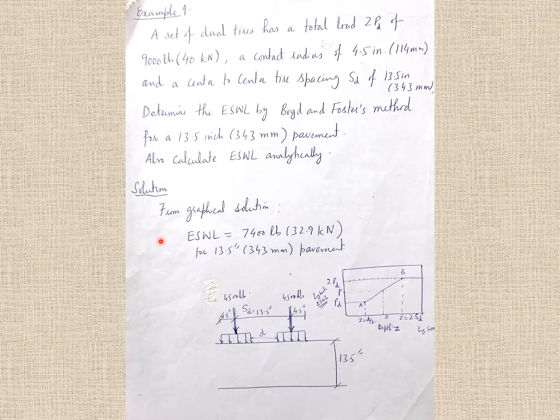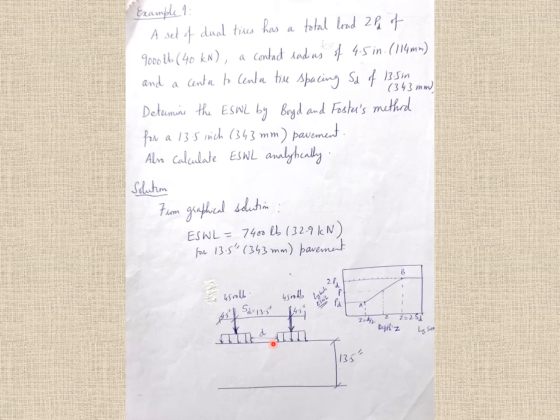So you can see that to get the equivalent single wheel load graphically, you will have to plot this graph. For the plotting, first, you can see that there are two wheels. The loads are 4,500 pounds, this one and this one. And D is the clear distance between the tires, and the center to center distance is 13.5 inches. The contact radius is given, and it is 4.5 inches. So obviously this is 4.5, this is 4.5. When you have these dimensions, you can determine D very easily.